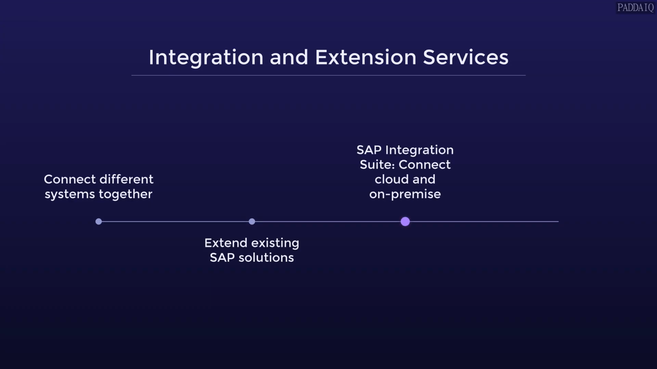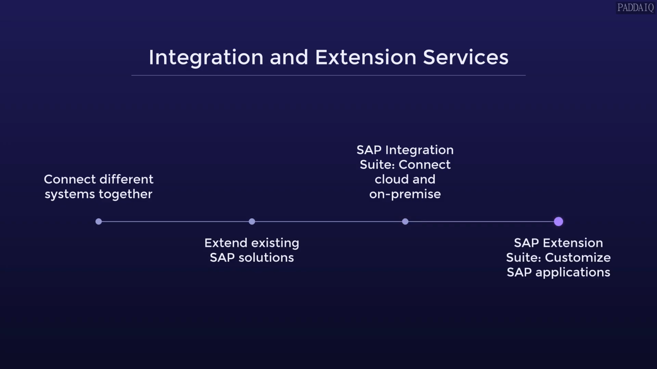SAP Integration Suite, Connect Cloud and On-Premise. This service allows different systems, whether in the cloud or on your company's local servers, to communicate and share data seamlessly. For instance, it can link your cloud-based sales application with your on-premise inventory system to automatically update stock levels. This ensures your business processes remain unified and efficient across all platforms.